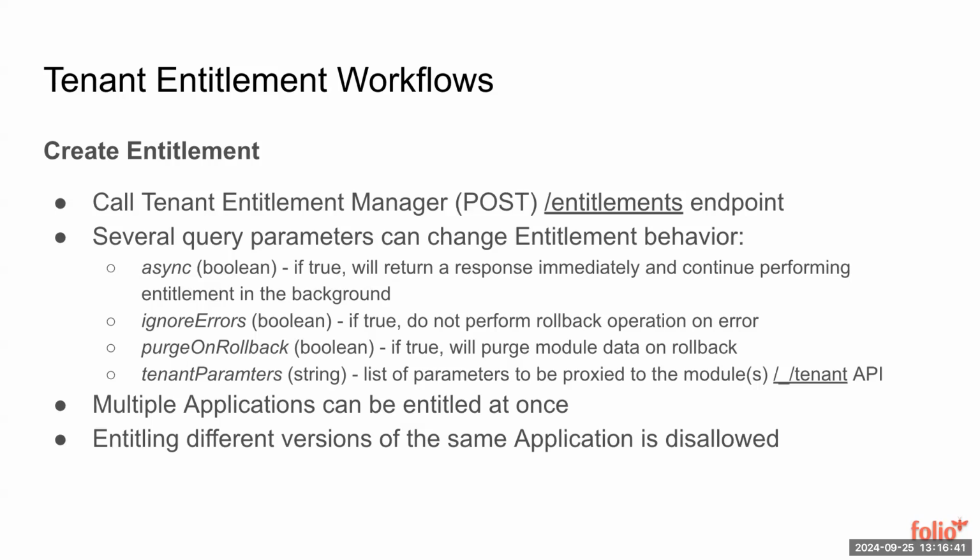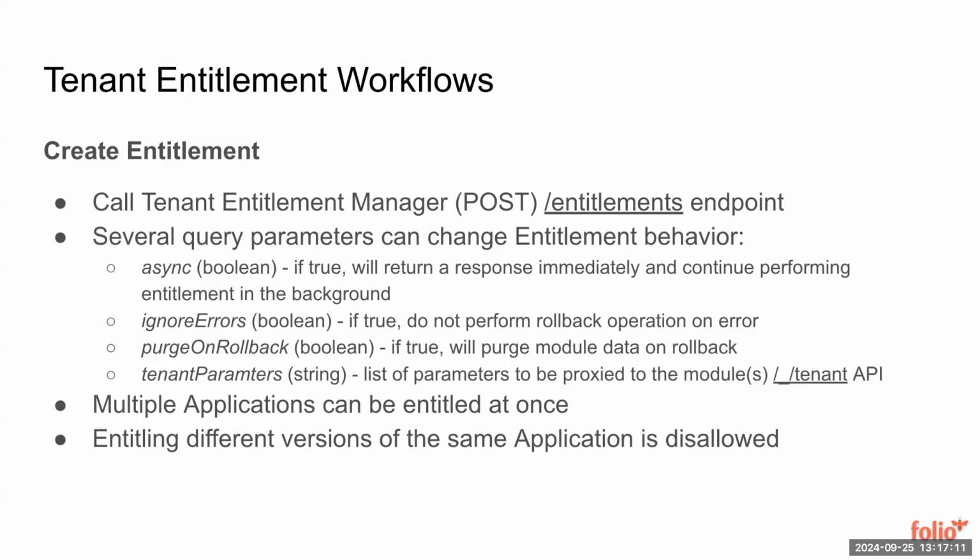For some operations, we provide several query parameters that can change the behavior of this process. First one is async. I think it's self-explanatory. We can run this job synchronously and asynchronously. Ignore errors: if true, we do not perform any rollback operation. I didn't mention it, but all these entitlement jobs have rollbacks.